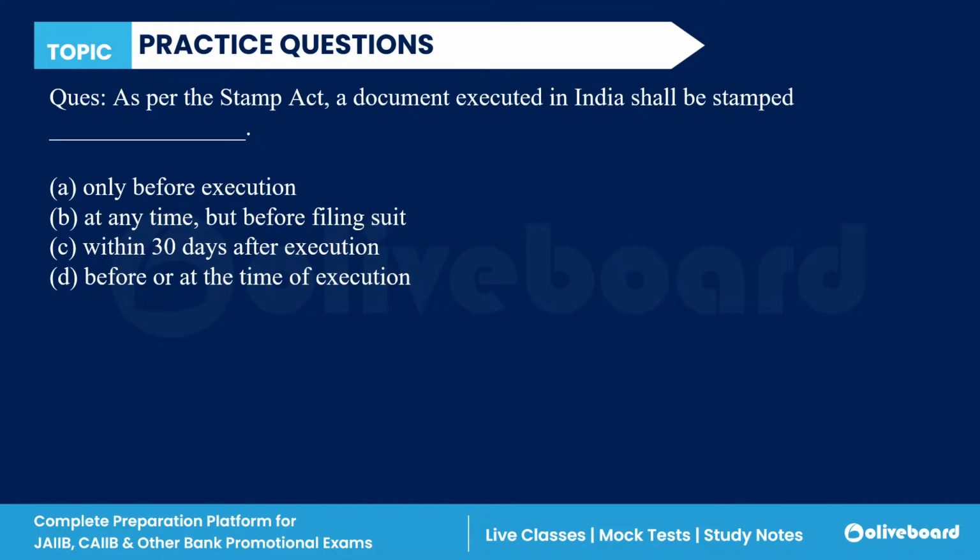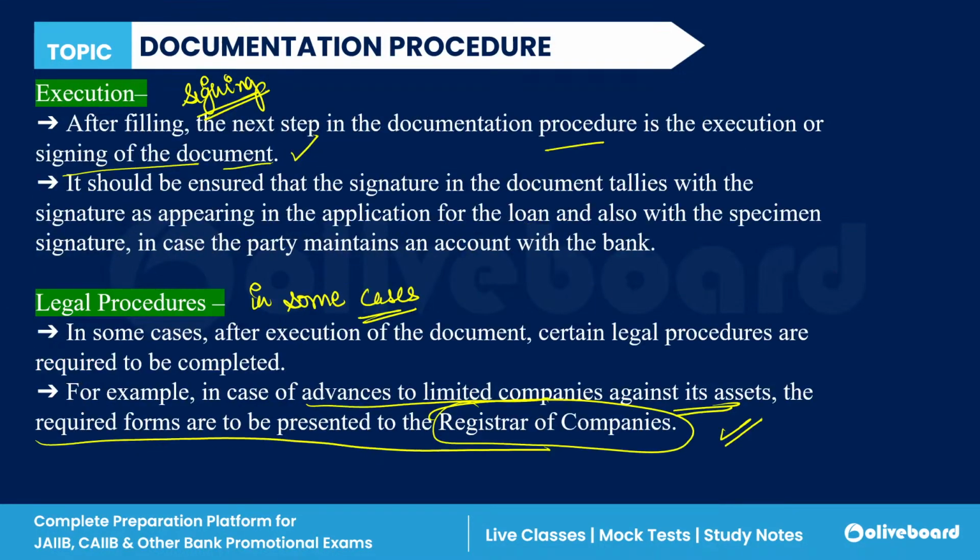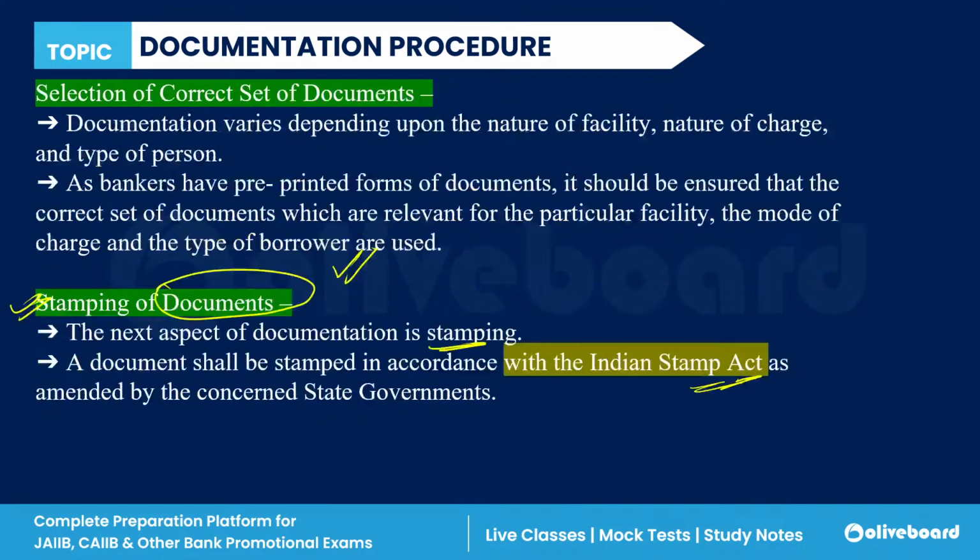As per the Stamp Act, a document executed in India shall be stamped: only before the execution, at the time or before filing, within 30 days of execution, or before or at the time of execution. So actually, when things are stamped, stamping is done after the execution, okay? Once it is executed, if we talk about the stamping, yes. So execution is actually what? Execution after the stamping, okay.